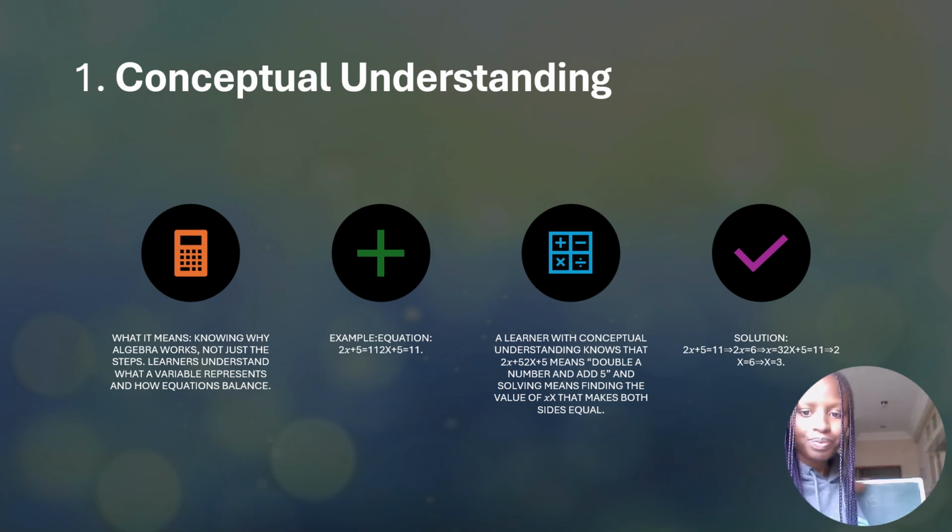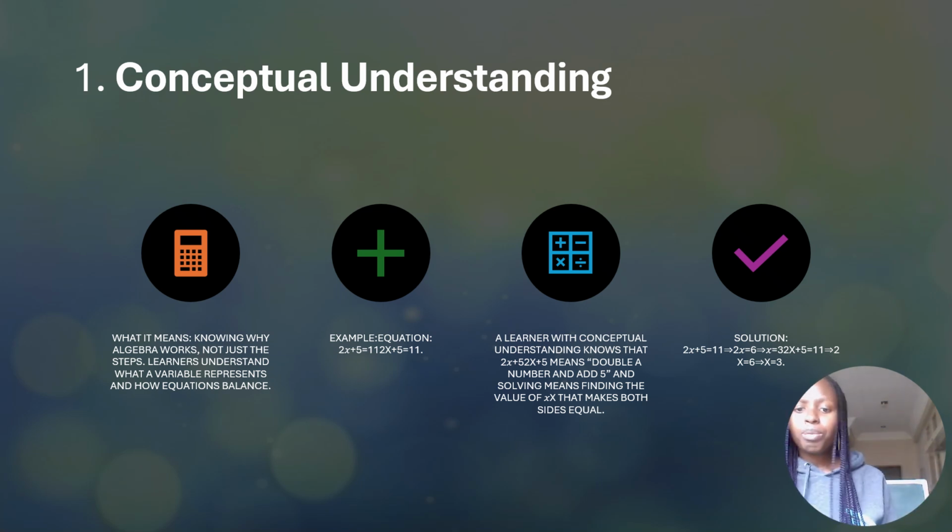Okay, now the first concept that we're looking at is conceptual understanding. What is conceptual understanding? This is about knowing what algebraic equations mean. Learners should be able to understand the relationship between the numbers and the variables, meaning that we should be able to understand the x value and also the number equation, right?